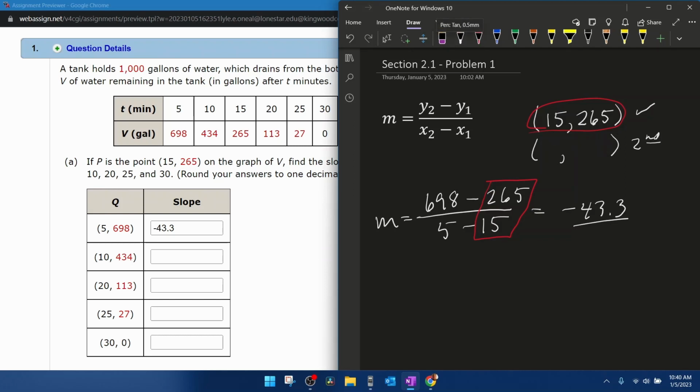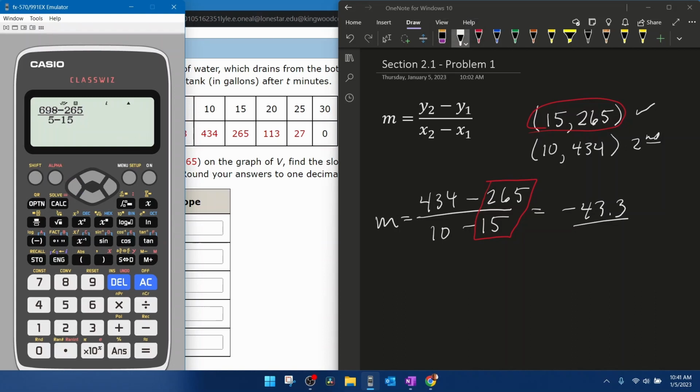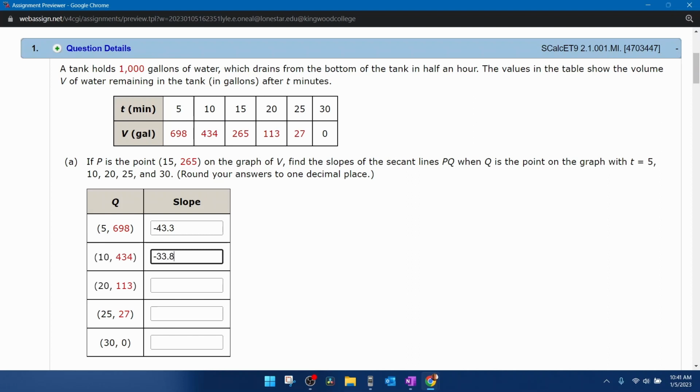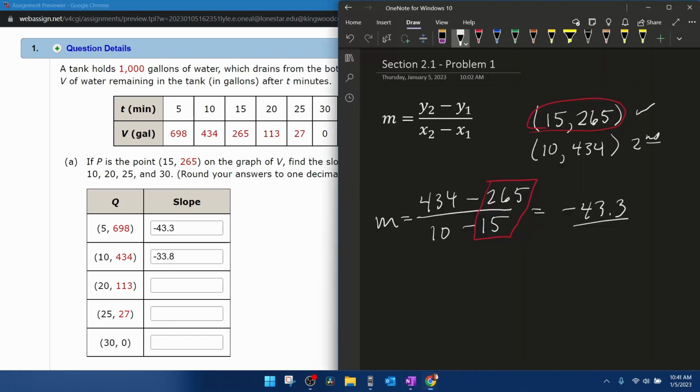So next, instead of 5, 698, we're going to use 10, 434. And again, you can see I'm just editing what I did before. In the calculator, this is super easy because I can just scroll back and edit the input. So we delete the 5 and put a 10. We delete the 698 and put a 434. And again, rounding to 1 decimal place is going to give us negative 33.8. And I hope you can see that this is going to go rather quickly once you understand that you're just doing the same calculation with different values each time.